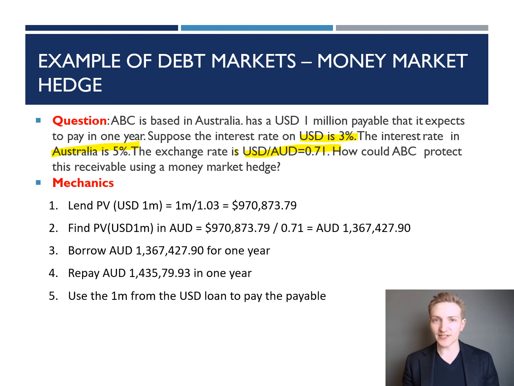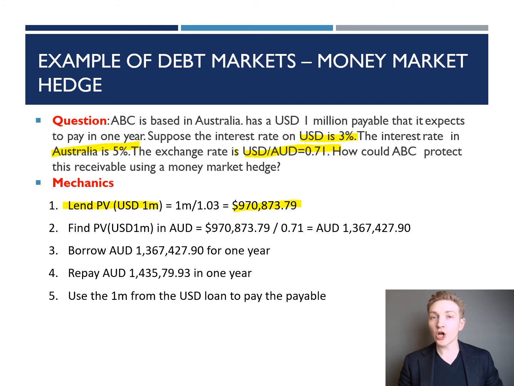Alright, so let's have a look at our steps. Our first step is we're going to lend the present value of $1 million US. The reason for that is we have a payable in a year's time, and in order to get our $1 million in a year's time, we're going to lend the present value of it, and on our lending, we're going to receive back $1 million in a year's time. So the present value of $1 million on the interest rate of 3% is around $970,000. Importantly, this is different from our prior example because the interest rate is different. Previously, we had the interest rate of 8%, now it's 3%.